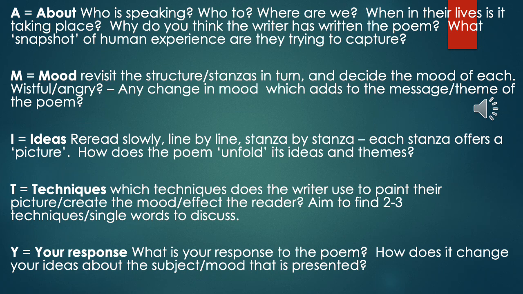So having a look at the mood will help us to gauge how we're meant to react to the words on the page. Then you might like to look at the poem again as a whole this time and think about any ideas that are apparent. You're going to need to reread this poem really slowly, perhaps line by line, stanza by stanza, and think about it as a whole, as a picture here.